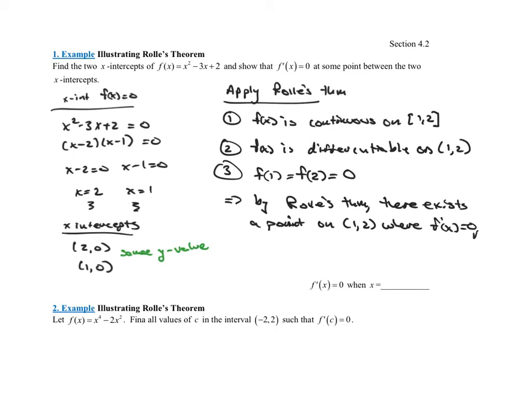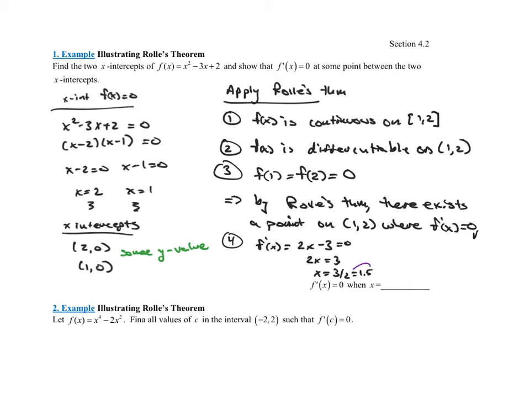The second part of this problem says we actually need to find the point. This is not Rolle's theorem. Rolle's theorem only shows the existence of a point. So now we want to find it. So let's consider f prime of x. The derivative of x squared is 2x. The derivative of minus 3x is minus 3. Derivative of 2 is 0. So the derivative of x squared minus 3x plus 2 would be 2x minus 3. We're saying when the derivative is equal to 0, add 3 to both sides, you'd have 2x equals 3, divide both sides by 2, and you'd have x equals 3/2, which is 1.5.